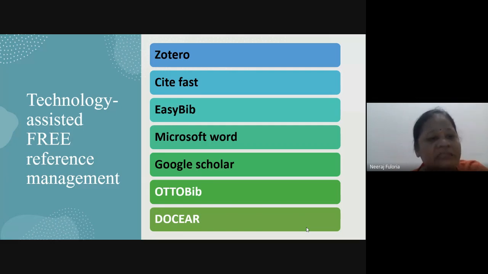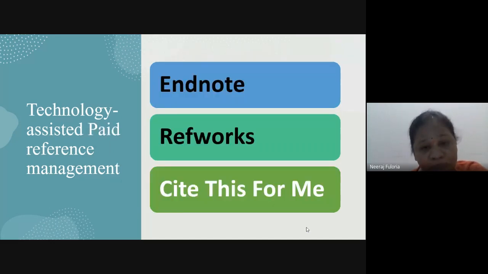So you can see here the technology-assisted free referencing management tools. We have Zotero, we have CiteFast, we have EasyBib. Microsoft Word also will help you generate the referencing style. Google Scholar and others. Zotero is one of the important free referencing management tools that I will discuss in detail. Then we have paid referencing management tools also, like EndNote, RefWorks, and Cite This For Me.